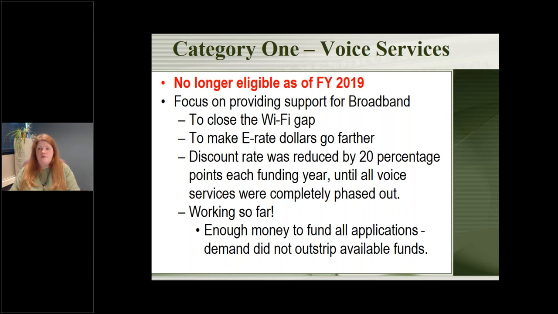So many libraries and schools were applying for voice services, and there was only this budget of about $4 billion available. E-rate was actually running out of money after category one was done and all the applications were completed, and going on to category two, which is your equipment and connections and upgrading. There was a limited amount of money, and many libraries' applications were unable to be funded because they used up all the money. So they wanted to make their dollars go farther. They wanted to be able to really support increasing the internet connections.